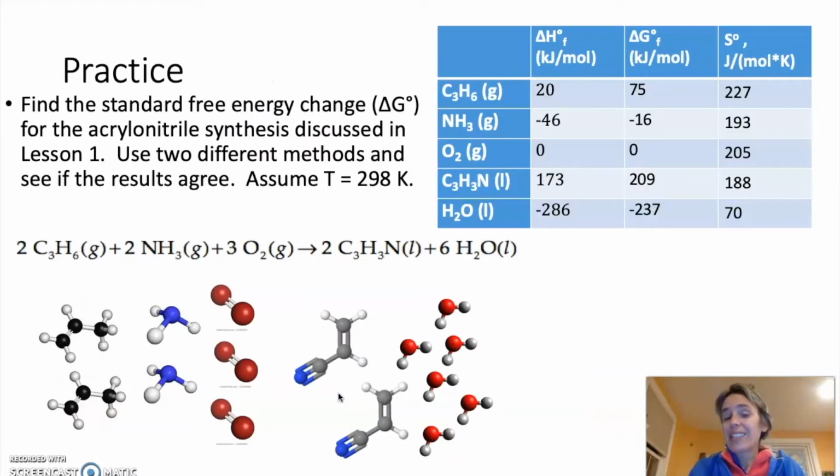So yeah, our practice on this is actually going to be going back to that same acrylonitrile reaction from the last lesson. What I'll be doing on paper is calculating the free energy change of the reaction using enthalpy and entropy data, and then also going back and doing it a second time using the middle column here, the free energy of formation.